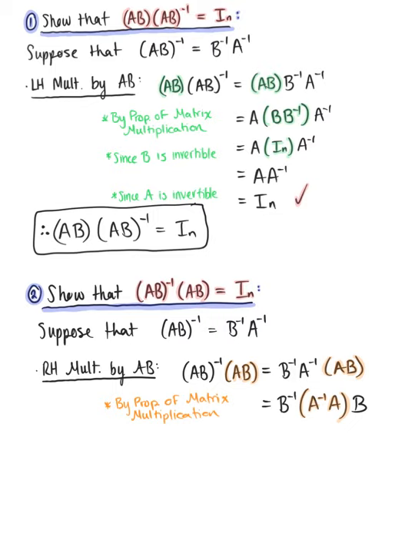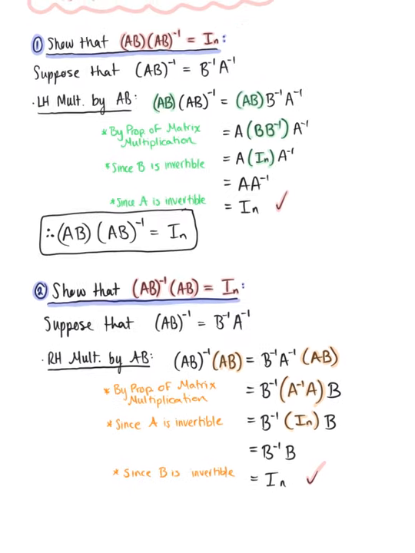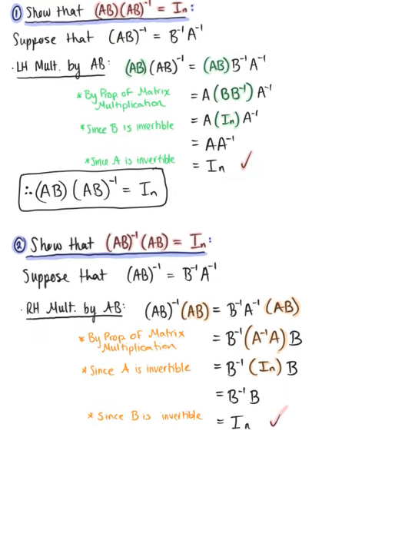And since we know that matrix A is invertible, this is equal to the inverse of matrix B multiplied by the n by n identity matrix multiplied by matrix B, or in other words, the inverse of matrix B multiplied by matrix B. And now, since matrix B is also invertible, this is equal to the n by n identity matrix, which is what we wanted to show. Woohoo! And we're ready to state our final conclusions here.